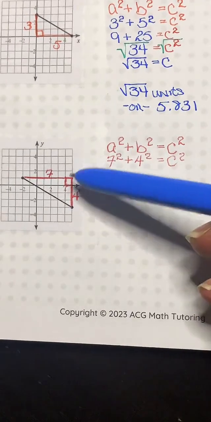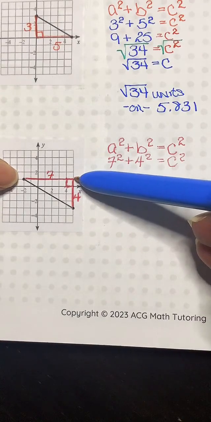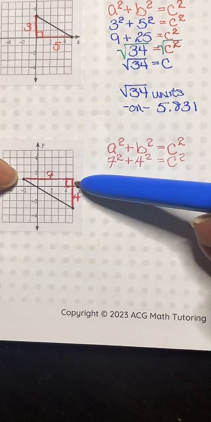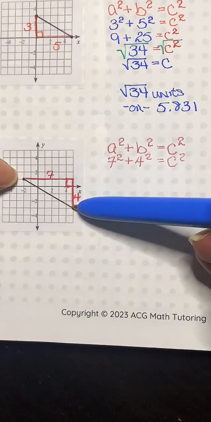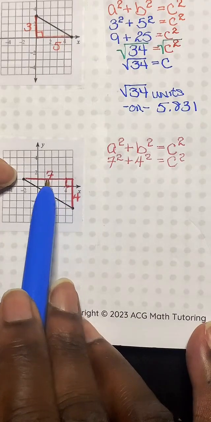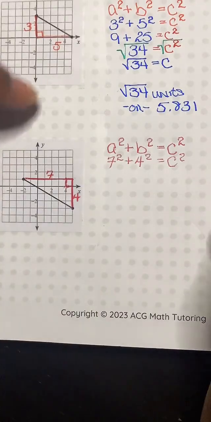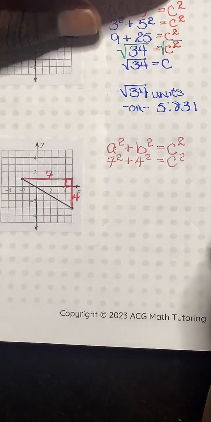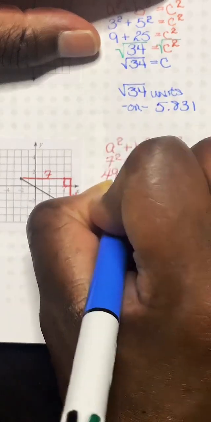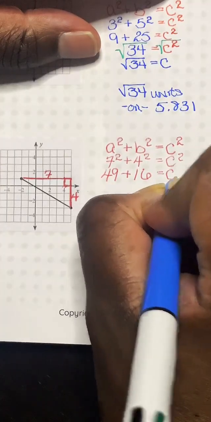Okay, no problem. So after we draw our triangle, all I did was count from one point to another. It seems like they're meeting right here. So I go down 1, 2, 3, 4. Then I go back to that point. Then I count over 1, 2, 3, 4, 5, 6, 7. Okay, 49. So we got our 49 here, and Danny gave us the other one, which is our 16. Good.